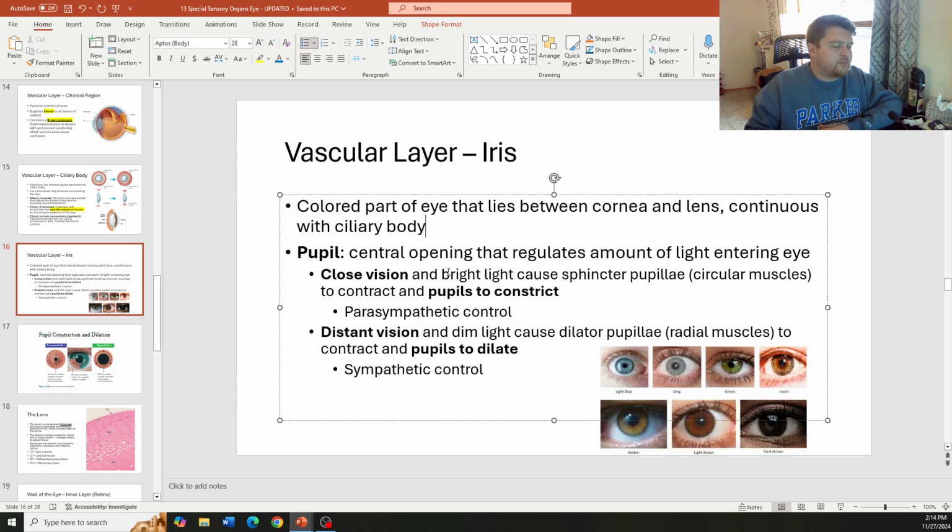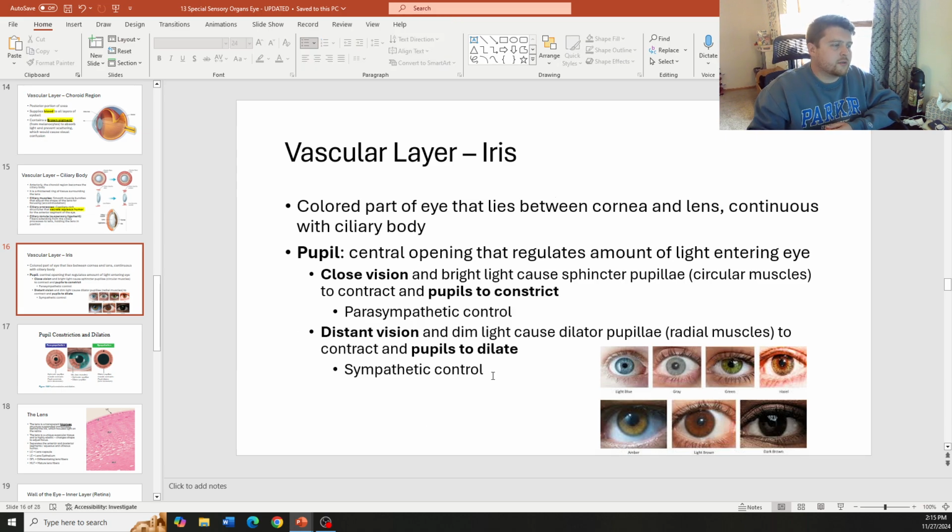Close vision, as well as bright light, cause sphincter pupillae, or the circular muscles found within there, to contract and the pupils constrict. This is under parasympathetic control. Distant vision, looking far away, as well as dim lights, cause your pupils to dilate, and that is sympathetic control.